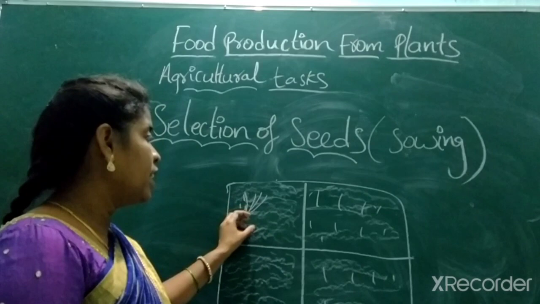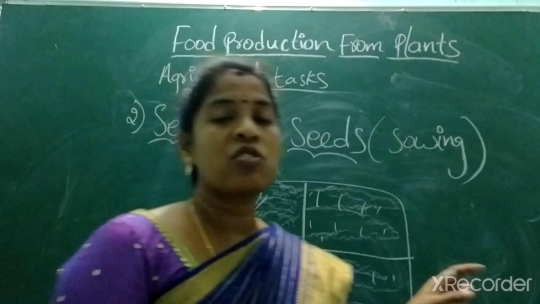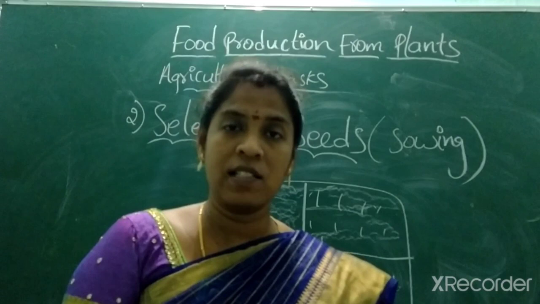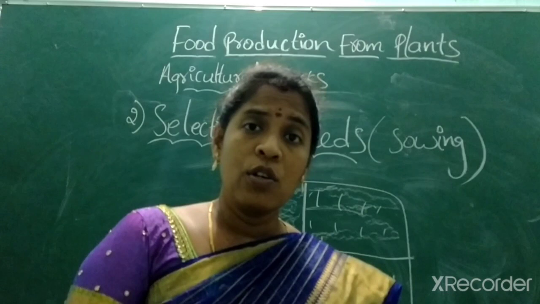This is called replantation. Generally, replantation is possible for chili, tomato, wheat and rice. For these, they majorly go for replantation. Is it clear, dear? So, this is about sowing and replantation.